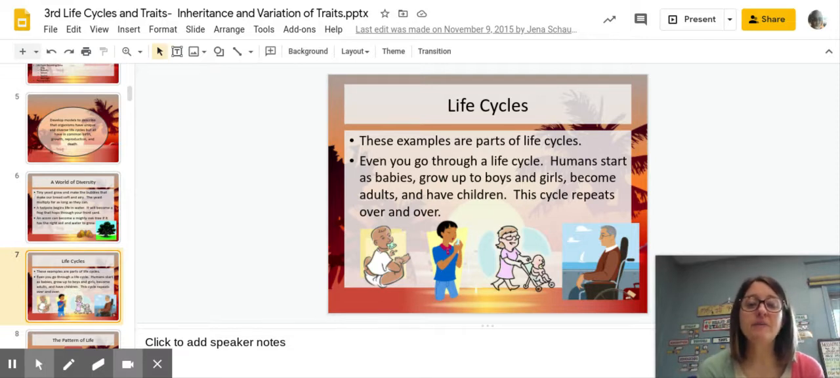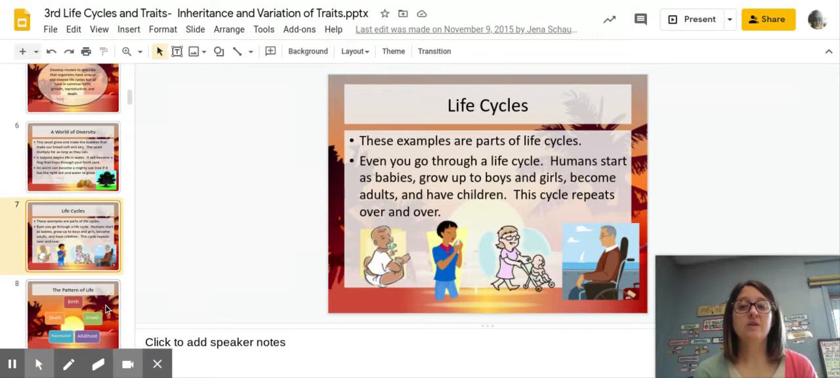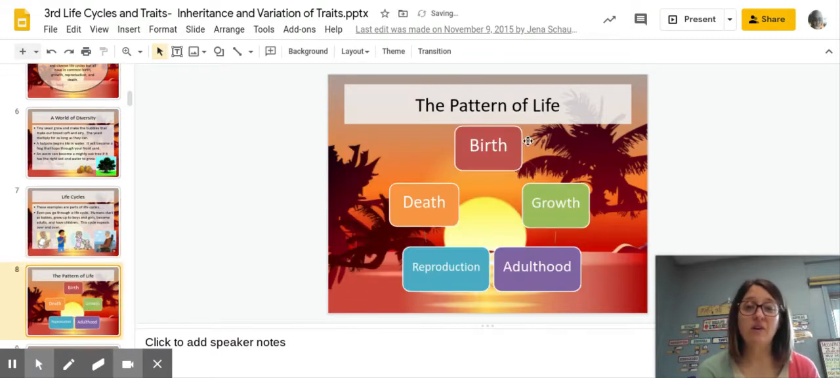There are different types of life cycles. We all go through the same life cycle. We start as babies, we grow to boys and girls, we become adults, maybe have children, and then eventually you die and the life cycle starts over and over. So this is kind of what a pattern of life would look like for anything that's alive. Birth, growth, adulthood, reproduction, and then death.